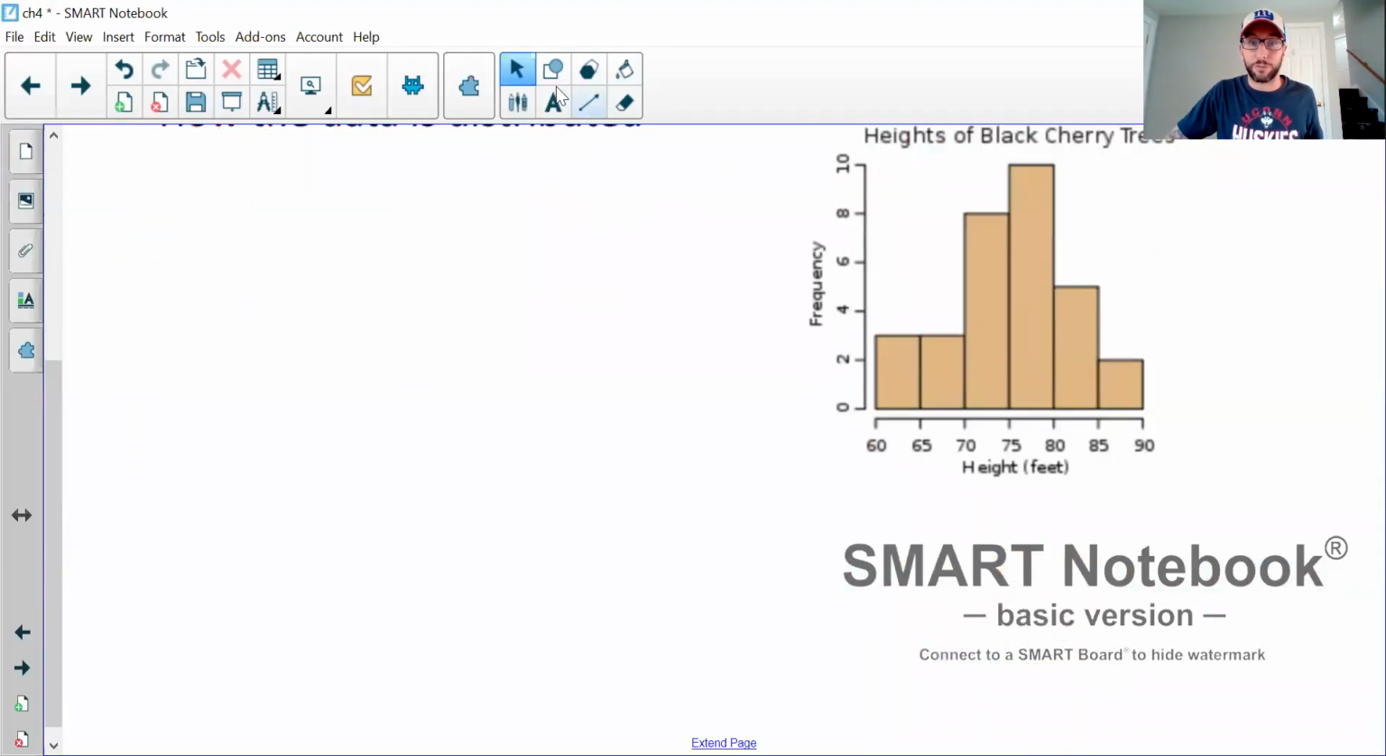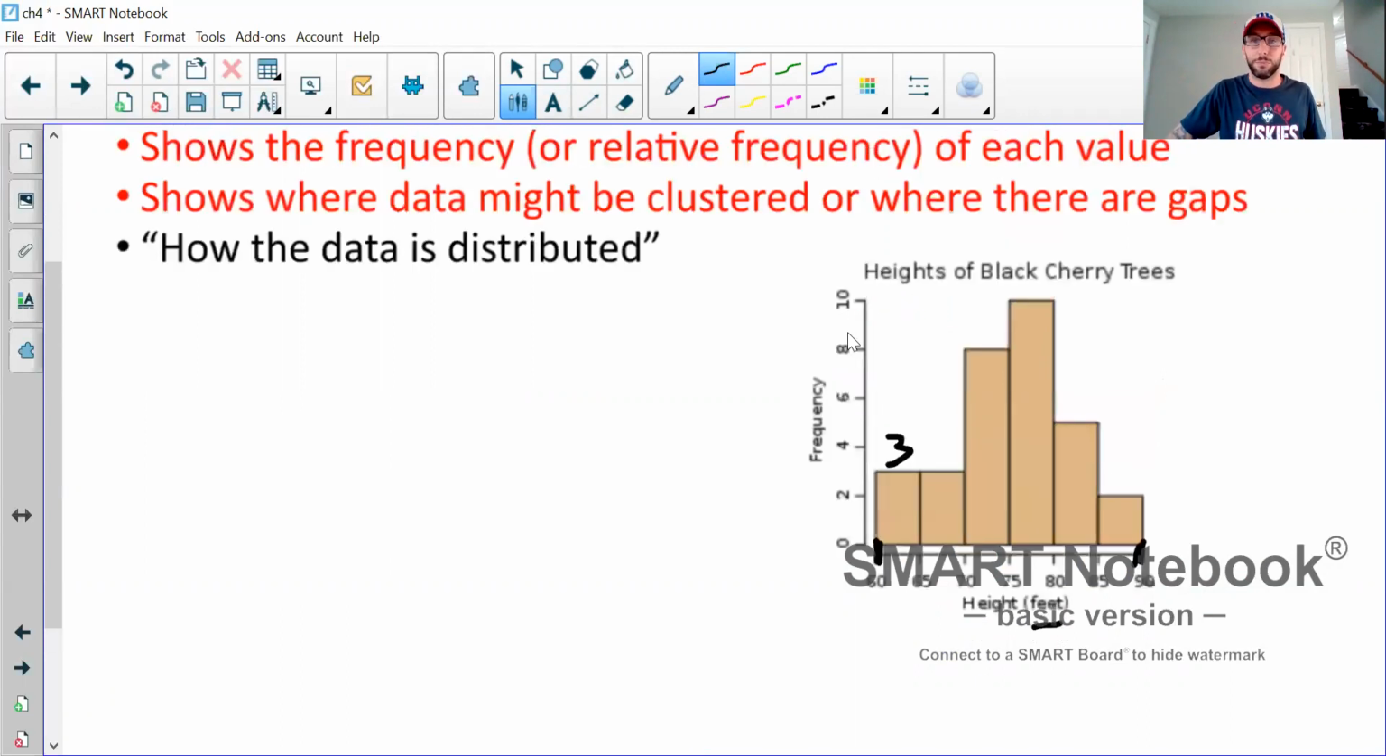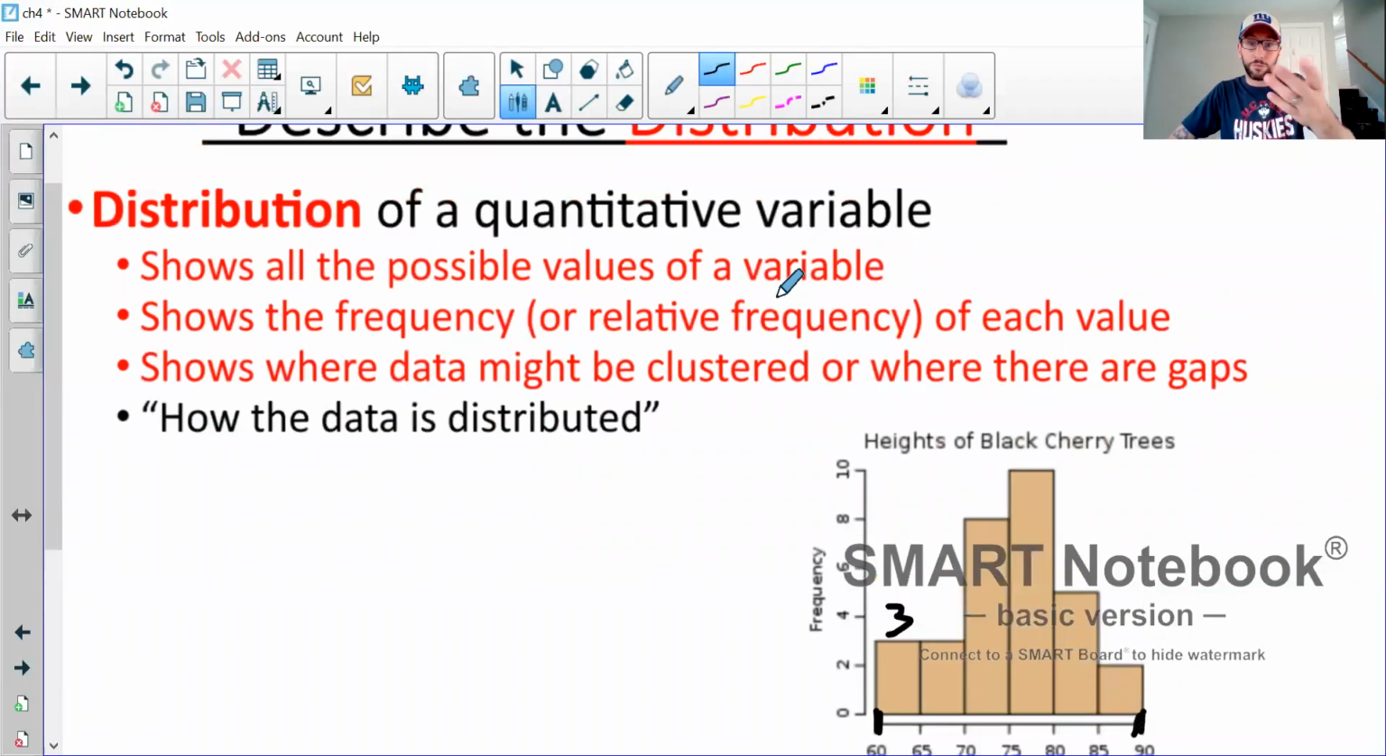So looking over here, for tree heights, I don't know the exact values, but I see the possible values. I know the tree heights were roughly from 60 to 90 feet tall. I know there were like 3 trees between 60 and 65 feet tall. I don't know what those exact heights were, but I can roughly see the possible values of the tree heights, or of the variable. I can see the frequency of each value, as I just mentioned. I can see that there were three trees from 60 to 65 feet tall, 10 trees from 75 to 80 feet tall, and so on.